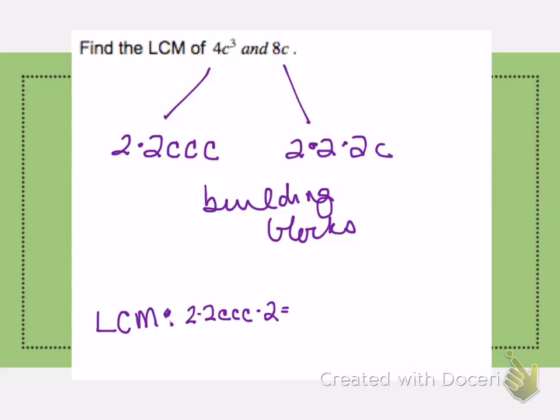So for LCM, we want the building blocks of the first one, which are 2 times 2 and 3 factors of C. And then to contain 8C, we just need to put in one more factor of 2. And we multiply that together for the LCM. We get 8C to the third as the LCM. Again, if you didn't get that, please make sure you're bringing in your questions to class or you're entering them on Edpuzzle.